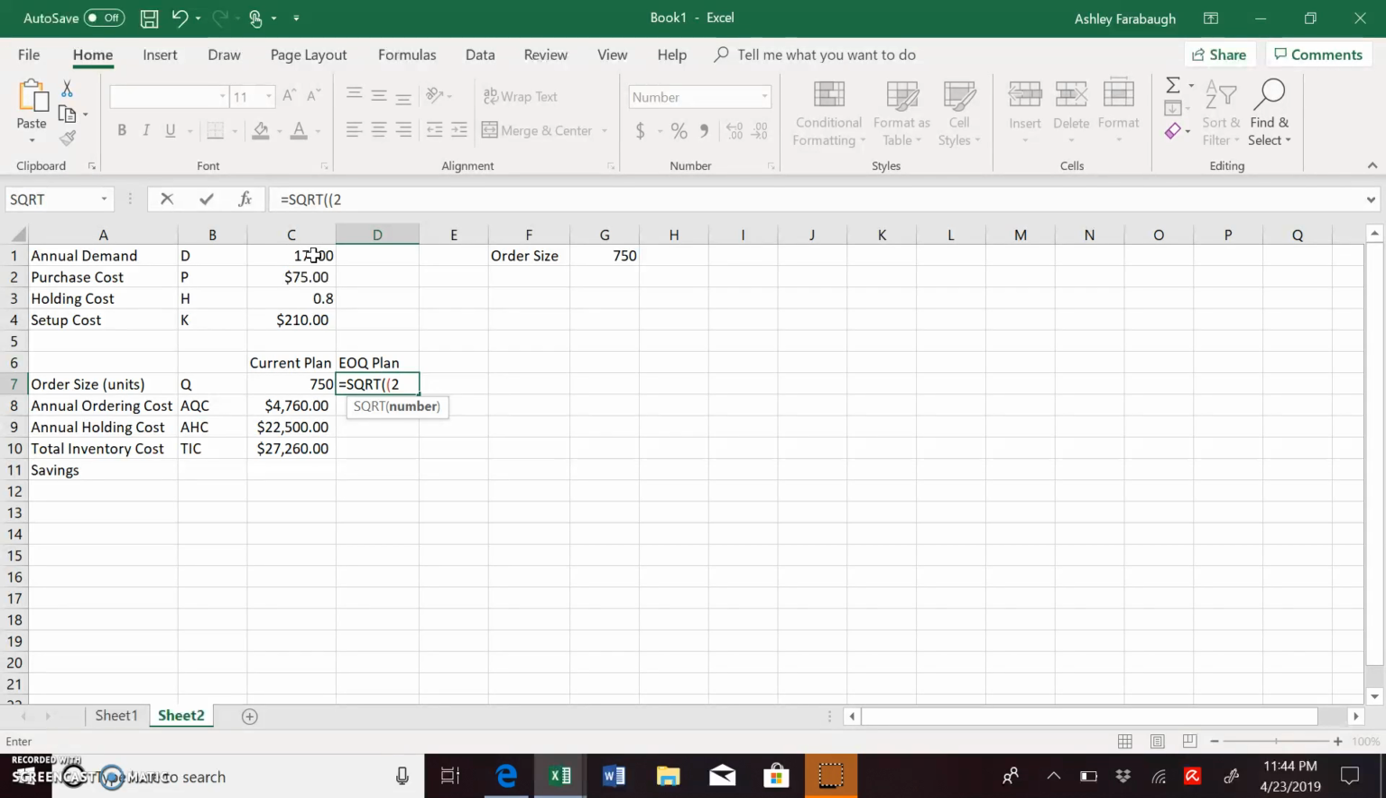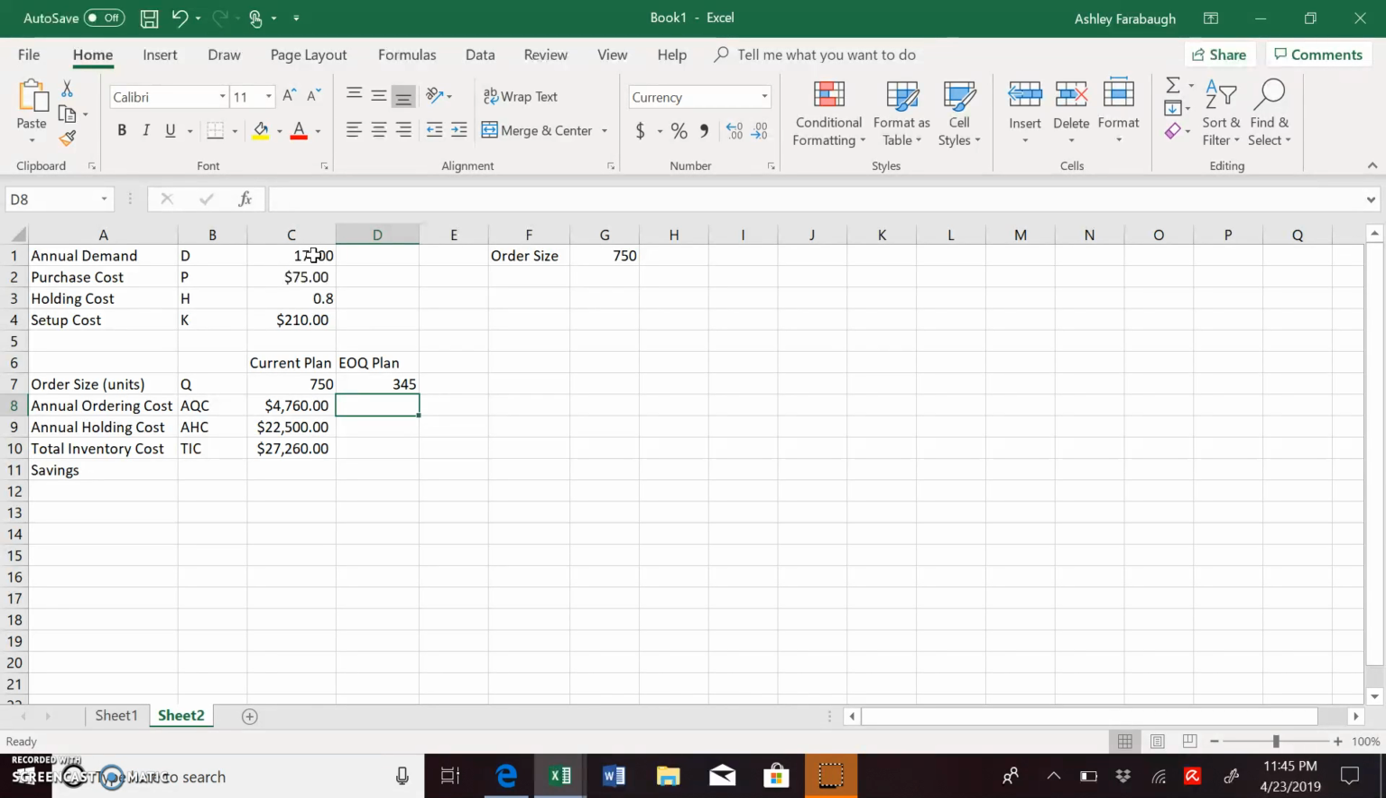So we're going to take 2 times our demand, 17,000, times our setup cost, 210. You're going to close that set of parentheses, divide, open another set of parentheses. We're going to take our holding cost, 8%, times our purchase cost, close that set of parentheses, and then make sure you put that last set of parentheses because you opened 2 parentheses in the beginning. So close everything, we add our parentheses, we're going to hit enter.